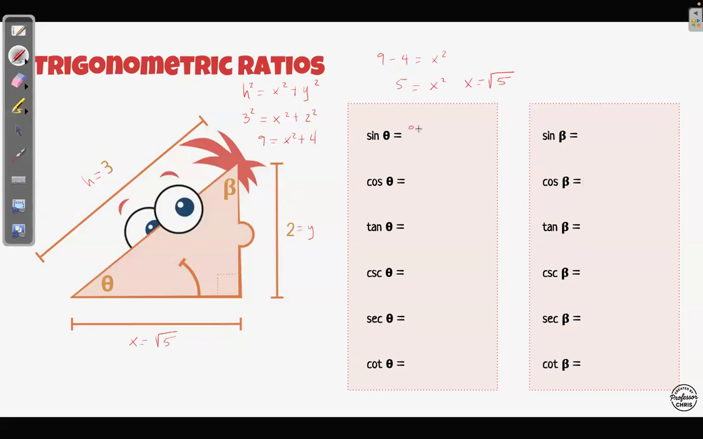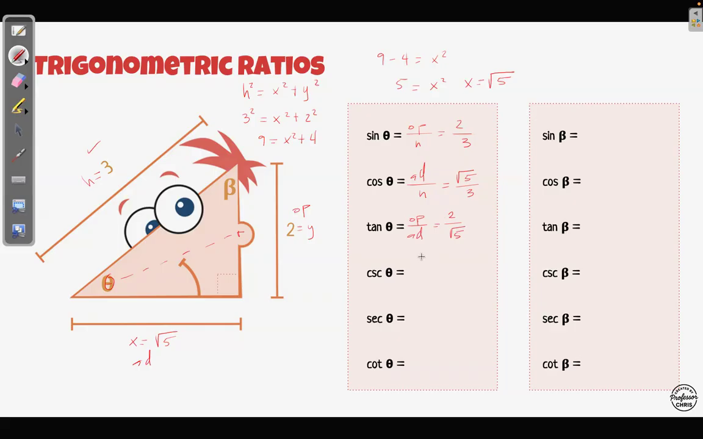Now sine of theta is opposite over hypotenuse. Opposite what? If this is theta, opposite is this side, making this the adjacent and the hypotenuse up there. So opposite is 2, hypotenuse is 3. Cosine is adjacent over hypotenuse, so square root of 5 over 3. Tangent is opposite over adjacent, so 2 over the square root of 5.